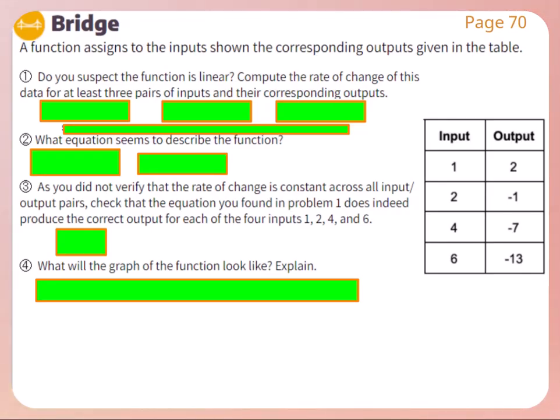All right, the bridge says a function assigns the inputs shown to the corresponding outputs in the given table. So we have a vertical table with the input and the output. Your x value is going to be the input. X is always the input. The y value is always the output, or the answer.